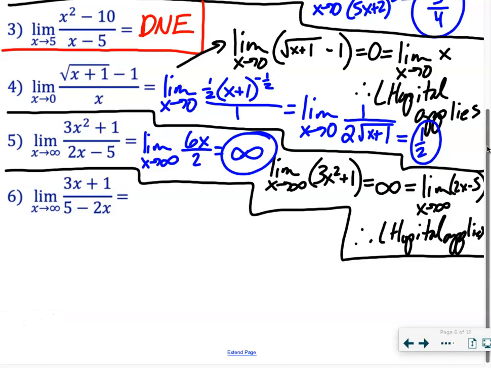Last one. If I plug in infinity to the top, what do I get? Infinity. If I plug infinity into the bottom, what do I get? Negative infinity. Can I apply L'Hopital? Yes, absolutely. Signs don't matter, as long as they're both infinity, it's okay. But you can't do the three-way string when you're justifying.